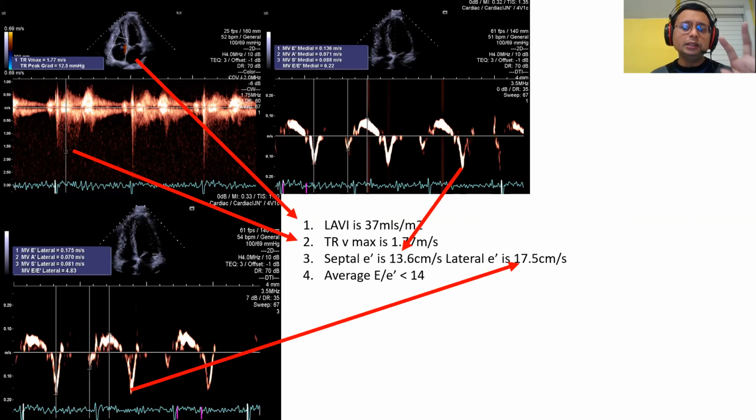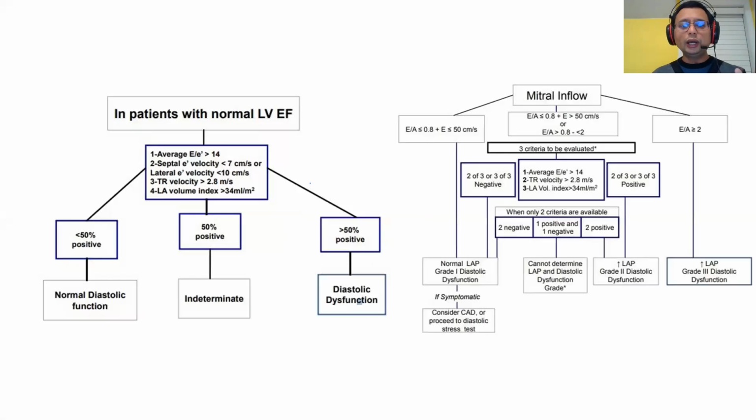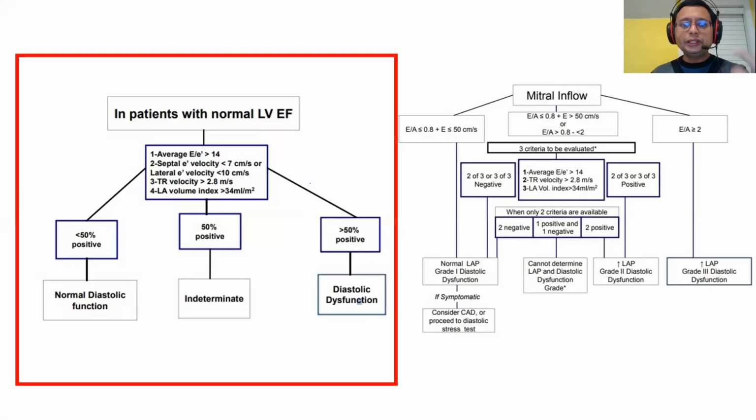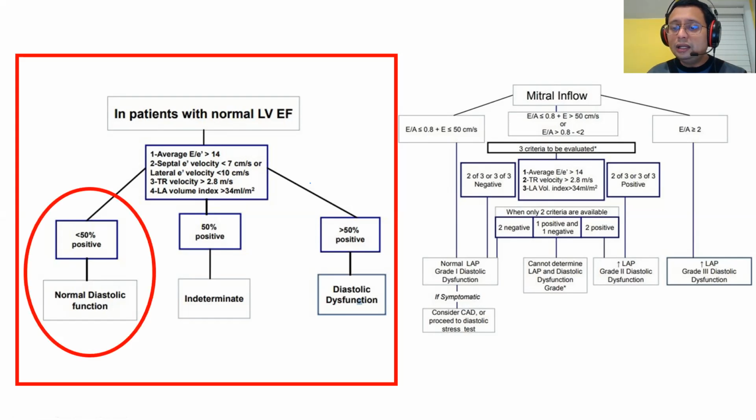Remember, this patient has a normal looking left ventricle. We need to use algorithm 1 first. Let's go to algorithm 1. This patient has a normal looking left ventricle, not just a normal left ejection fraction. We look at the 4 criteria here. None of the criteria is positive. So this patient has normal diastolic function.